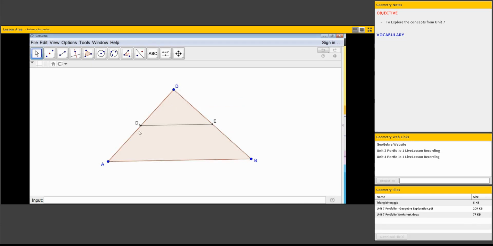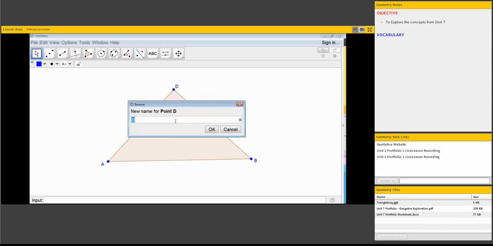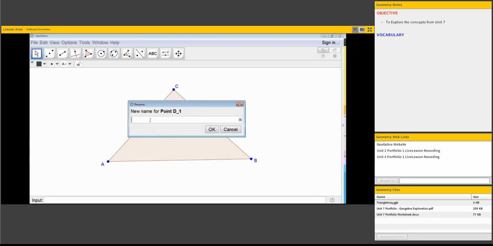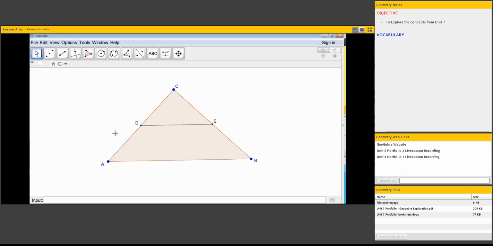The problem is this is going to be called D1 now, but hopefully when I change this back and call this C again, I can now rename this back to being D again. So now that D is the midpoint of AC, E is the midpoint of BC. So we're good now. So this is what your final product should look like. Okay, D is the midpoint of AC, E is the midpoint of BC.